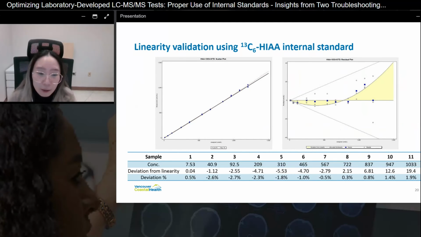We then also revalidated the linearity range with this new internal standard and found that the deviations were consistently below 3%, which is well within the acceptable limit. The adjustment really resolved the calibration inconsistency we saw, and this restored our confidence in our assay's accuracy.